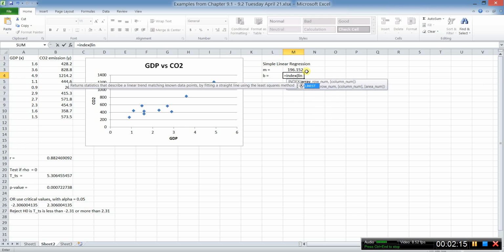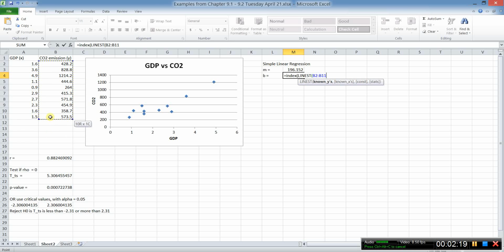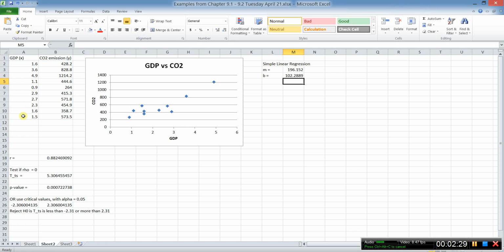INDEX, LINEST, highlight my y's, comma, highlight my x's. So this is all exactly the same. I'm just going to put 2 instead of 1 for the index, close the parentheses, and press enter. Okay, so I have my linear regression line. Actually, I already have it there, so I'm just going to paste it there.